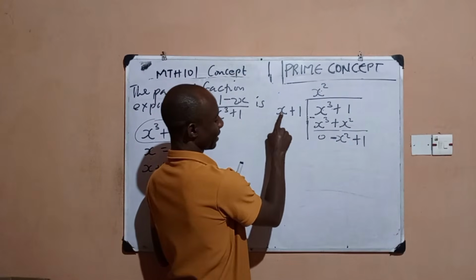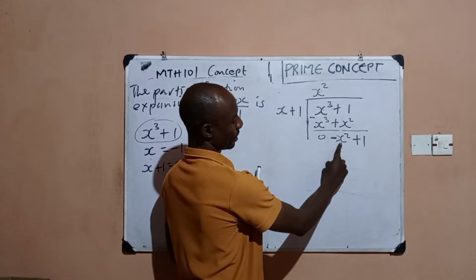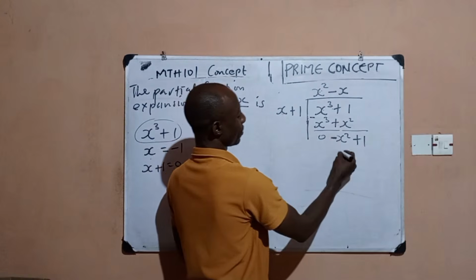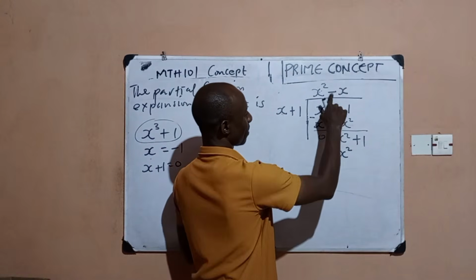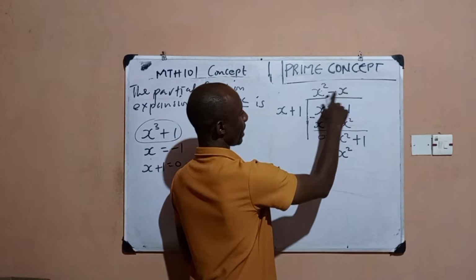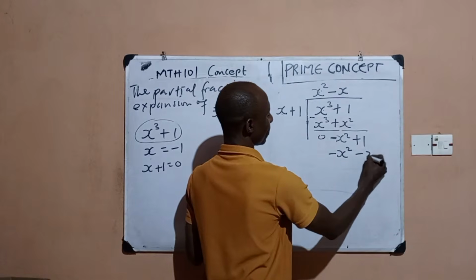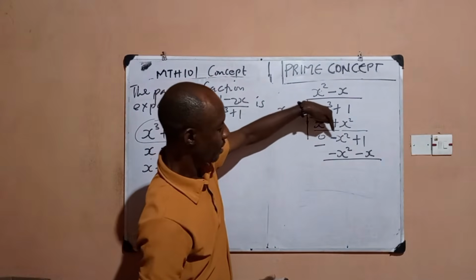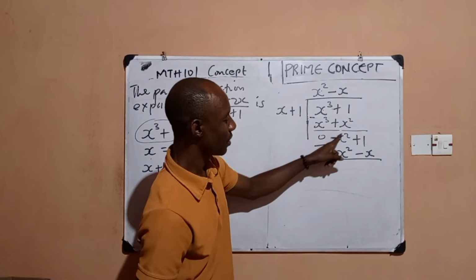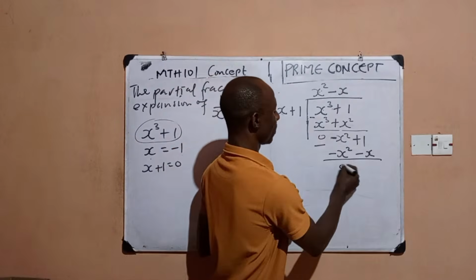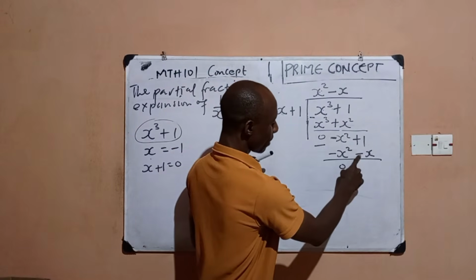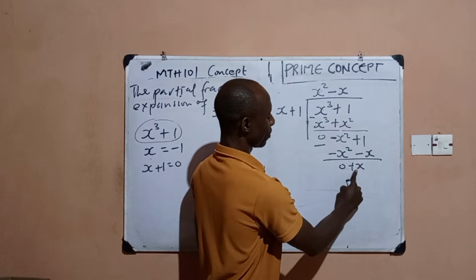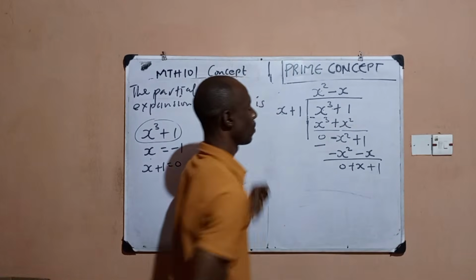You divide again. X in minus x squared is going to give you minus x. X times x is going to give you what? X squared. Minus x times x is minus x squared. Minus x times 1 is minus x. Have we? Yes. So what are you going to do? You're going to subtract again. Minus x squared plus x squared is going to give us 0. Minus minus is plus. So I'm going to have plus x. I'm just bringing it down. This is plus x. It will come down. And 1 again, plus 1 will come down.